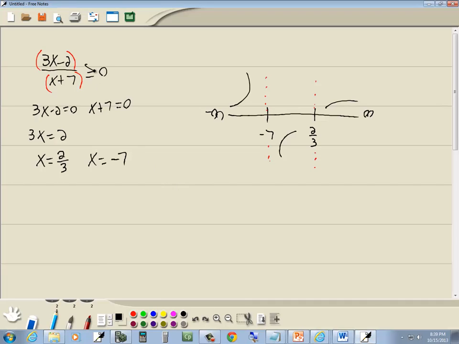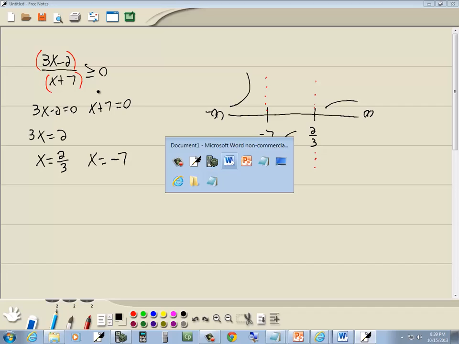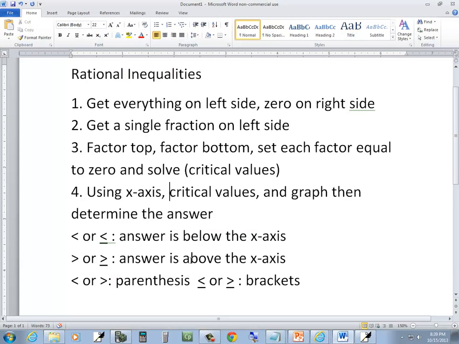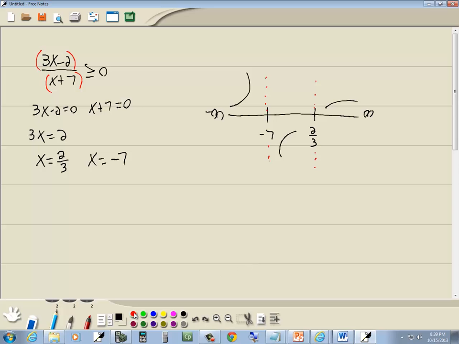Okay. Now this problem's a greater than or equal to. Greater than or equal to says the answer is above the x-axis. Well, it's above here, and it's above here. So we're going to have negative infinity to negative 7, and then over here we'll have 2/3 to positive infinity. Infinities always have parentheses on them.